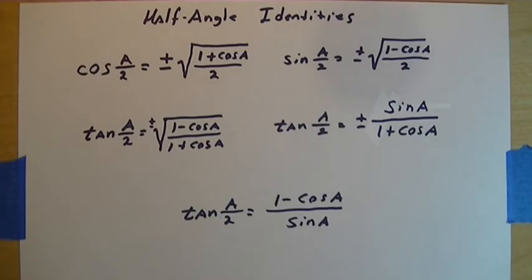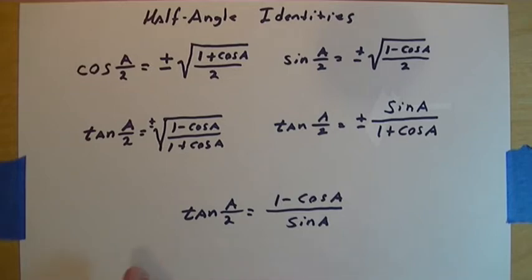of these. But keep in mind, there's three here that are actually tangent of half angles. So these are just variations of the same thing. So don't get hung up.